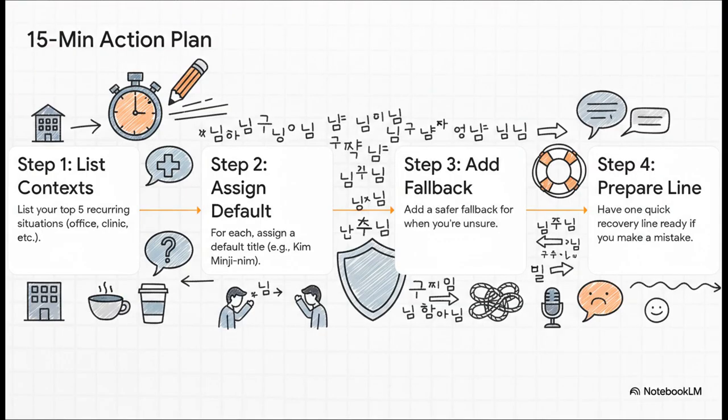This is your action plan. I'm serious. Take 15 minutes and actually do this. List the situations you find yourself in most often. Then, for each one, write down your go-to, default title. After that, add a safe fallback for when you're unsure. And finally, have a simple recovery line ready. Something like, "My apologies, I think I used the wrong title." This little bit of prep work will save you weeks of guesswork.